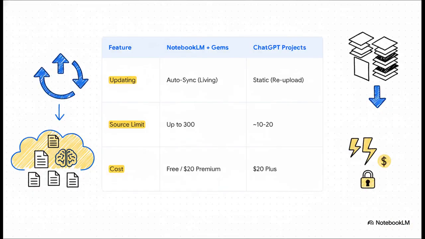So you might be thinking, okay, how does this stack up against other tools? Well, as you can see in the table, the key difference is that living aspect. With Notebook LM and Gems, your sources auto-sync. When you add a new document, the AI brain knows about it instantly. That, plus the massive source limit, makes it a way more powerful and scalable solution for real business use.